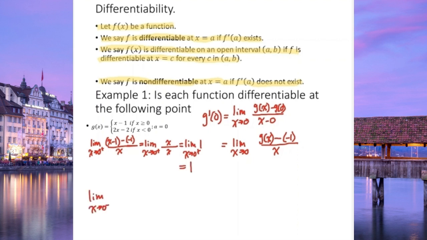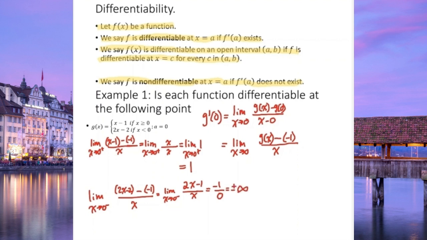Now for 0 from the left, since we're approaching 0 from the left, we're working with values of x smaller than 0, which means we would plug into the second equation. So g of x will be equal to 2x minus 2. Now we can simplify, and we get the limit as x approaches 0 from the left of 2x minus 1 over x. If we try direct substitution, we get negative 1 over 0, which is an indicator that we'll be approaching either infinity or negative infinity.